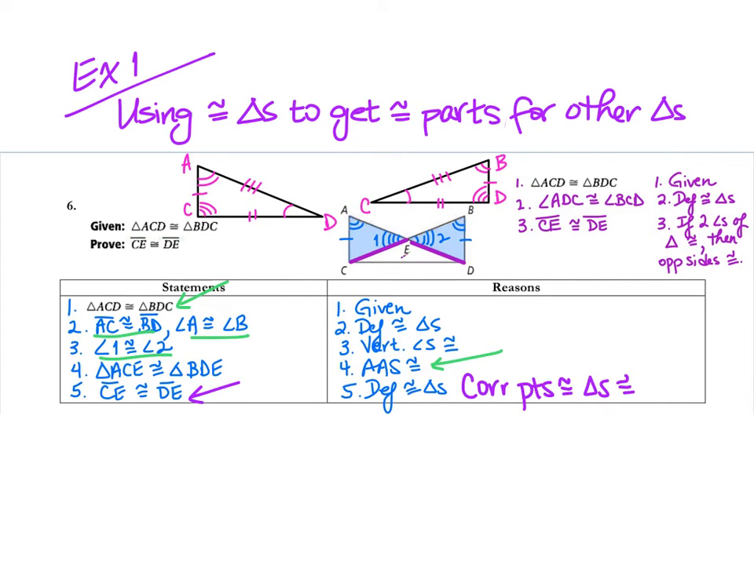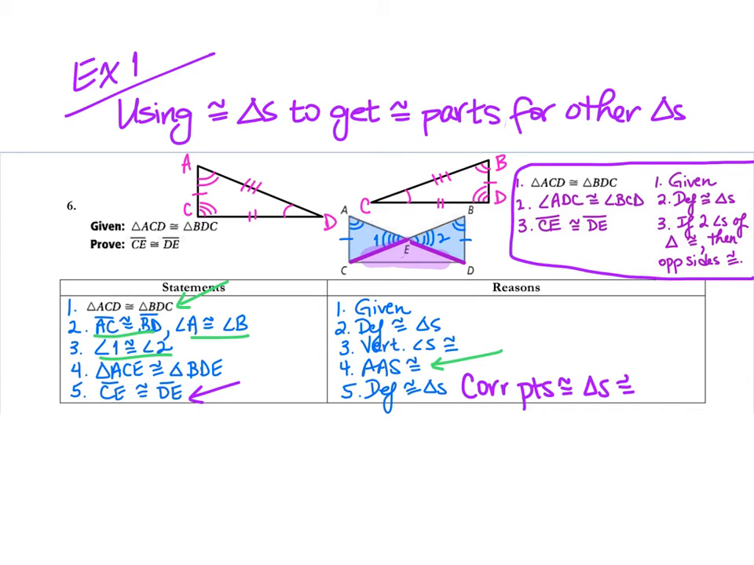A second way to do this problem is to focus on this little triangle CED in the original diagram. And if we're able to prove that that's an isosceles triangle, then that would make CE and DE the legs that are congruent. So if you notice, this other option over here is shorter, but if you don't think to do that, if you don't notice that triangle CED, then you wouldn't necessarily think to do it this way.